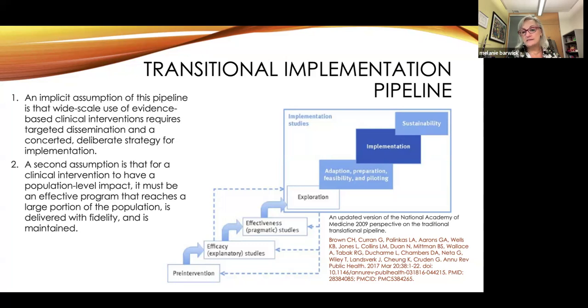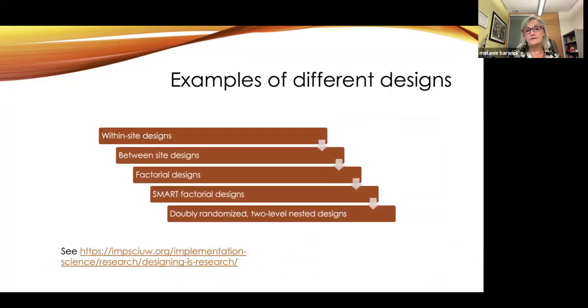And probably since this was published in 2017, I would add equitability and considerations of diversity, equity, and inclusion in this pipeline and the implementation boxes. Probably also sustainability studies. So lots of different designs apply in implementation science research: within site designs, between site designs, factorial designs, etc. The website that I have listed here at the bottom is University of Washington's implementation science focus.